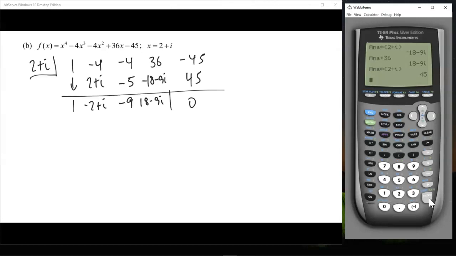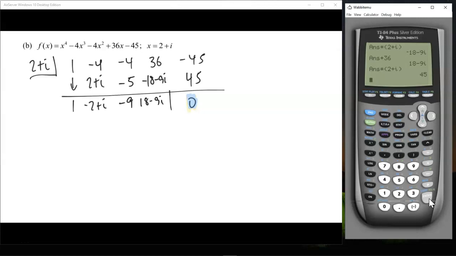Now, let me just say this real quick. Some people get freaked out at large numbers that are imaginary, and they think they're doing things wrong. The way that you know that you're doing something wrong for sure is if you do not end up with a 0 as your remainder. But as long as you end up with a 0 as your remainder here, you know you're doing it correctly. And so don't freak out at weird imaginary numbers until you don't get the correct remainder. If you don't get the correct remainder, then just erase everything, try to figure out where you made your mistake, and then go from there.